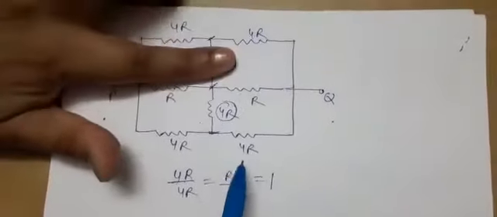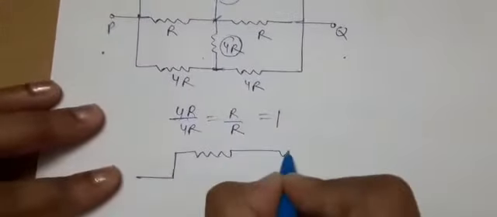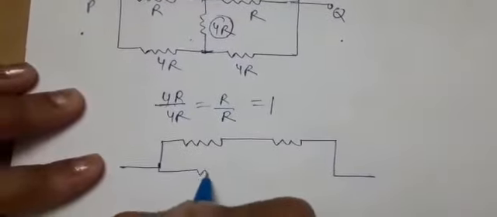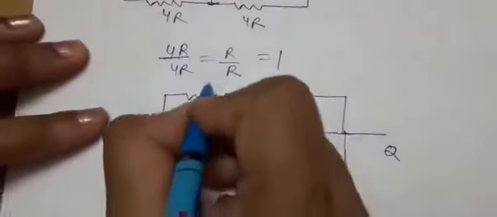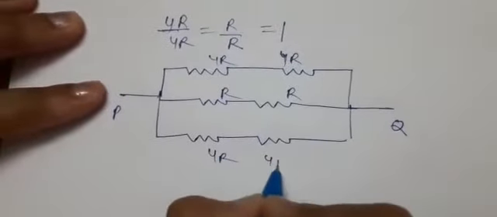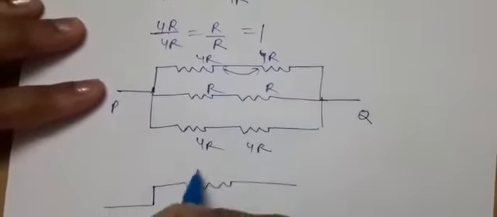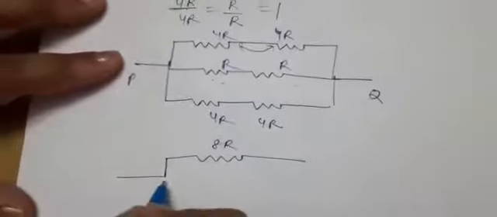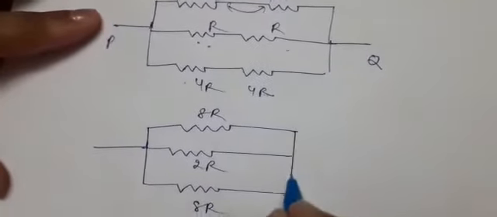So if I remove this, the circuit will be quite simple. Now you can see all the resistances we have connected. Now I guess you can easily solve it. This is 4R, 4R, R, 4R, 4R. So these two are connected in series, so their equivalent resistance will be 8R. And these two are connected in series, so their equivalent is 2R. These two, this is also 8R.